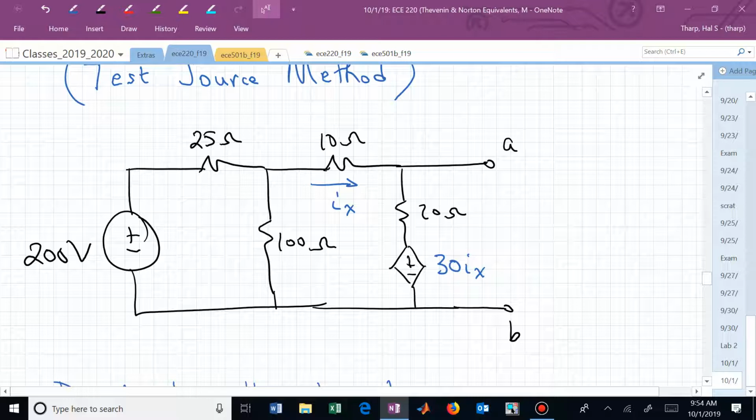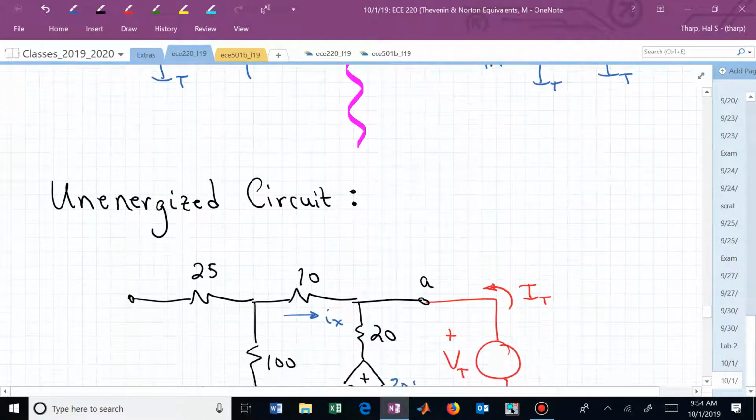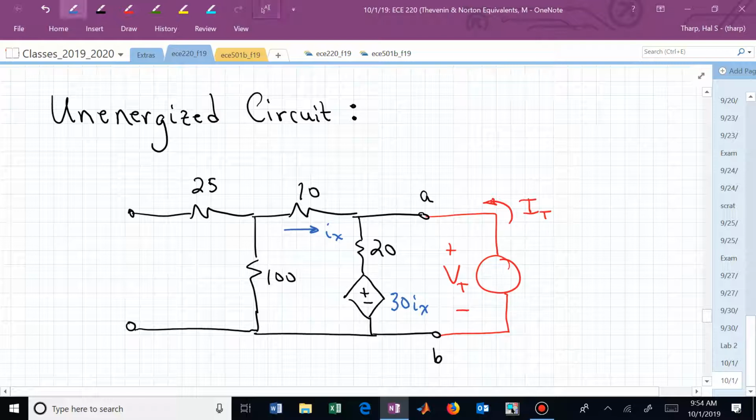We identify our independent sources. Now we have these nodes to worry about. Do we need any other nodes to be concerned with if we're worried about our independent sources? And what do we do between those two nodes now in this circuit? Now we need to short that out. And this is now our unenergized circuit.